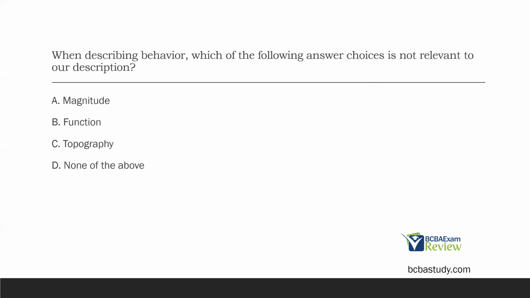And then C, topography. What does that behavior look like? Function and topography go hand in hand. We always need both of those, right? Magnitude is kind of like that third little brother, okay? Not always spoken about, but also very relevant to what we're talking about. So all three of these are relevant. D, none of the above, that's going to be our best answer, right? So of the following answer choices, which is not relevant? Well, none of these. All of them are relevant.